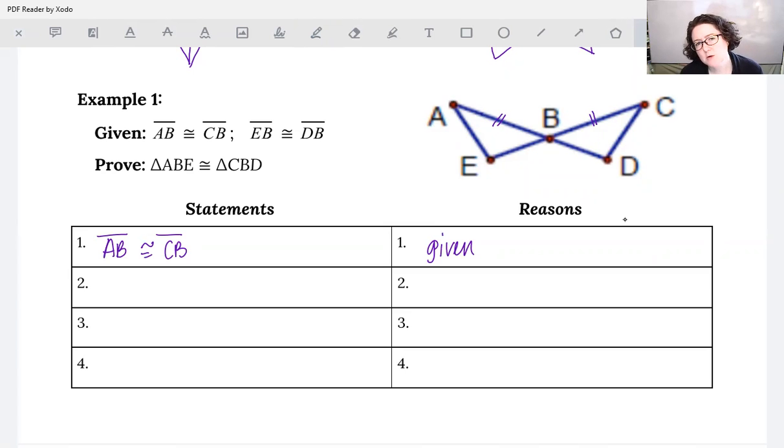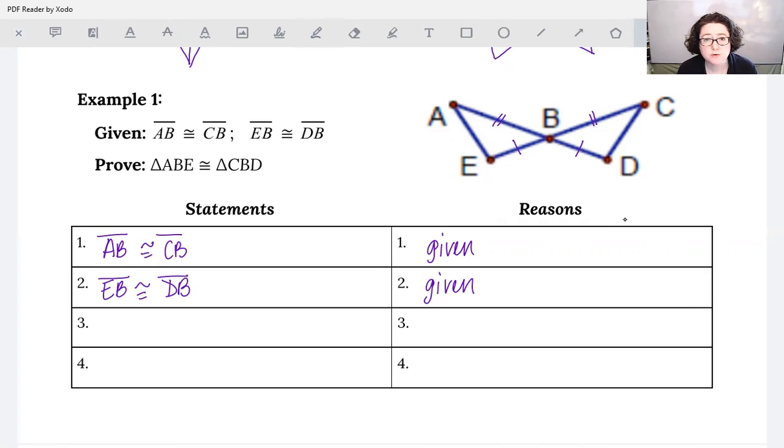Alrighty, so that's not the only piece of given information. We also know that segment EB is congruent to segment DB. And same thing, that was given information. So I'm going to mark it on the diagram, and I want to use different number of dash marks so I know it's a different segment. So EB, I'm actually just going to use 1 on these.